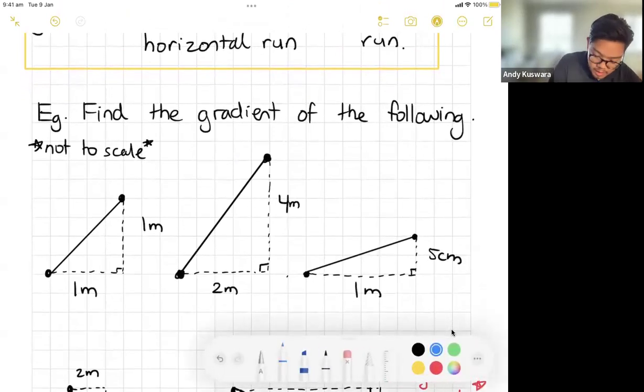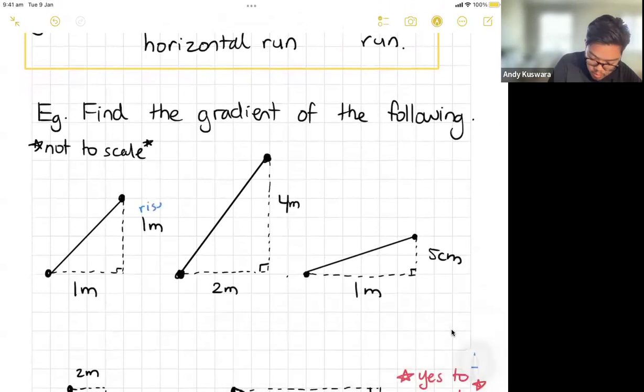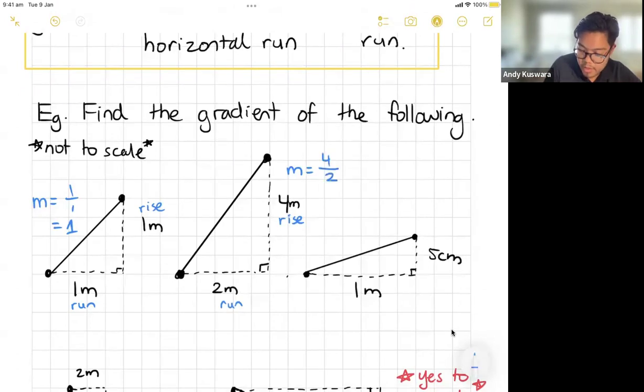To find the gradient of the following, all we need to do is find the rise over run. Here I can see that my rise is 1 and my run is 1. So my gradient is 1 over 1, which simplifies to 1. For these ones, my rise is 4 and my run is 2, so rise over run is 4 on 2, which is just 2. Just be careful: all these ones have been in the same units. If they start getting to different units, I need to change them into something more similar.